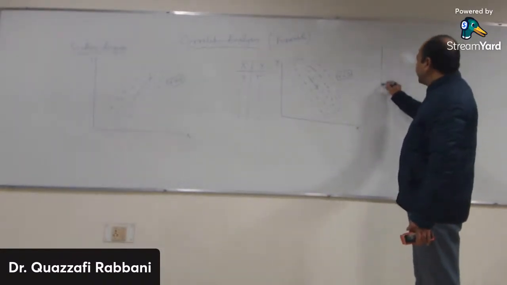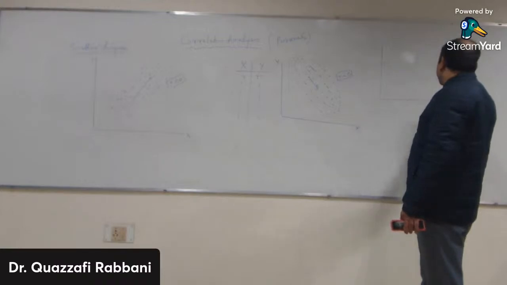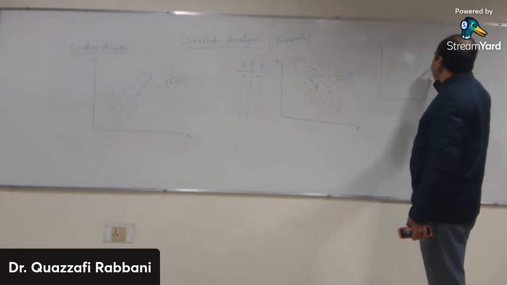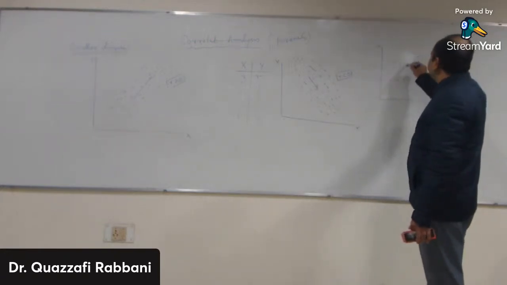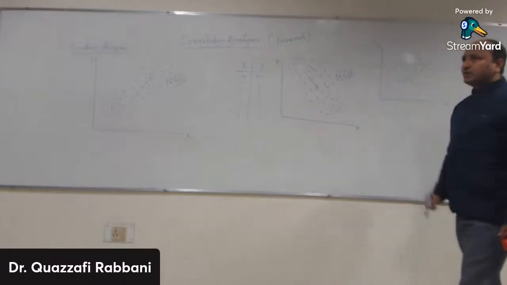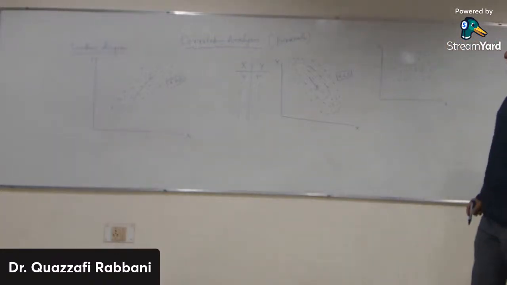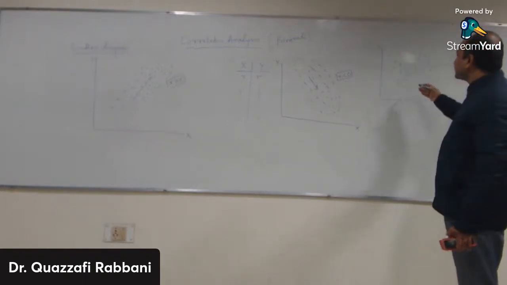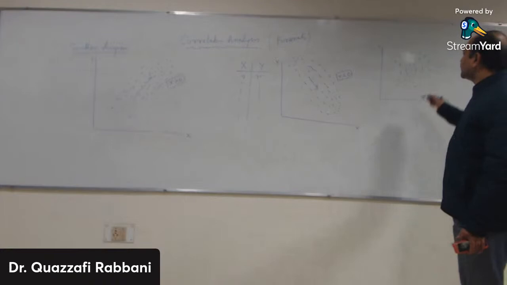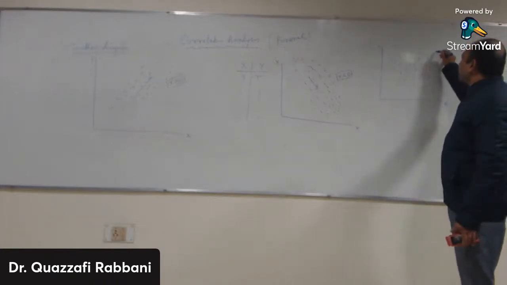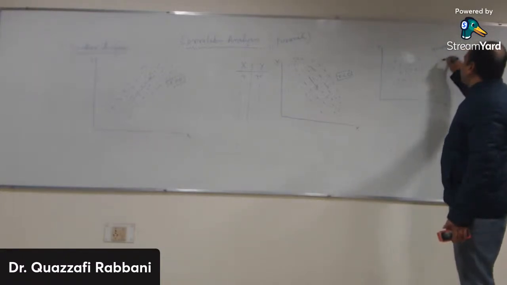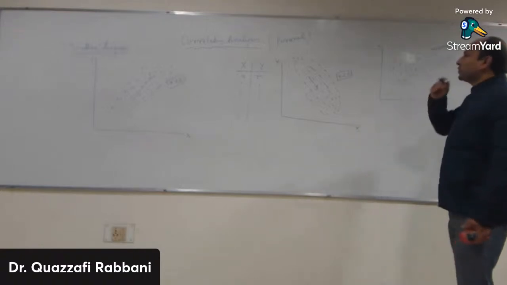Now, if the plotted graph looks like this, there is no direction. Whether X is increasing, there is no effect on Y. So you can say no correlation. There is no correlation, meaning uncorrelated, and R is equal to 0.